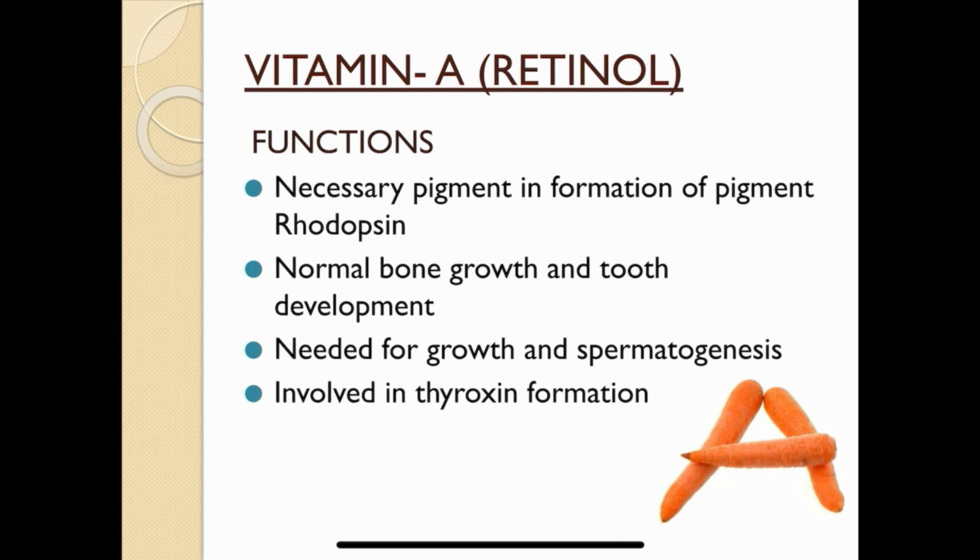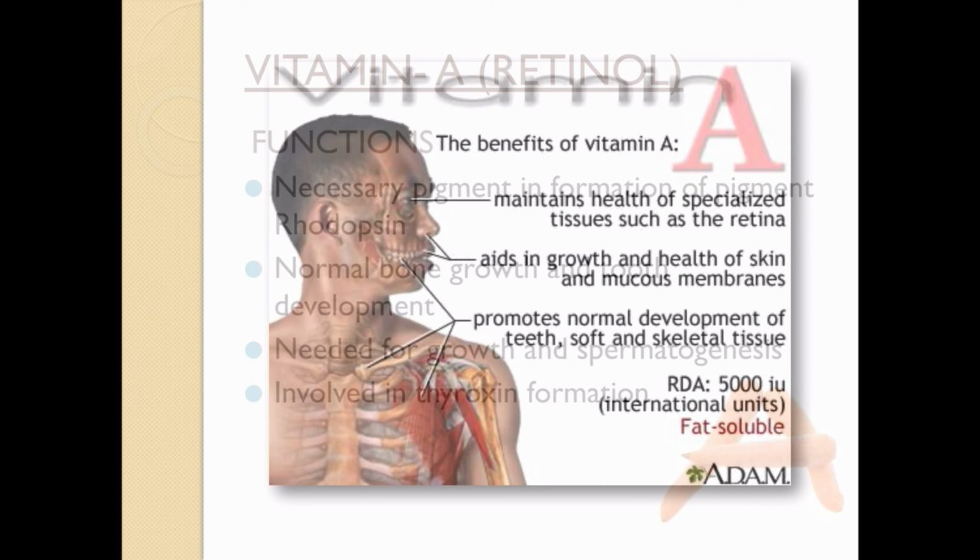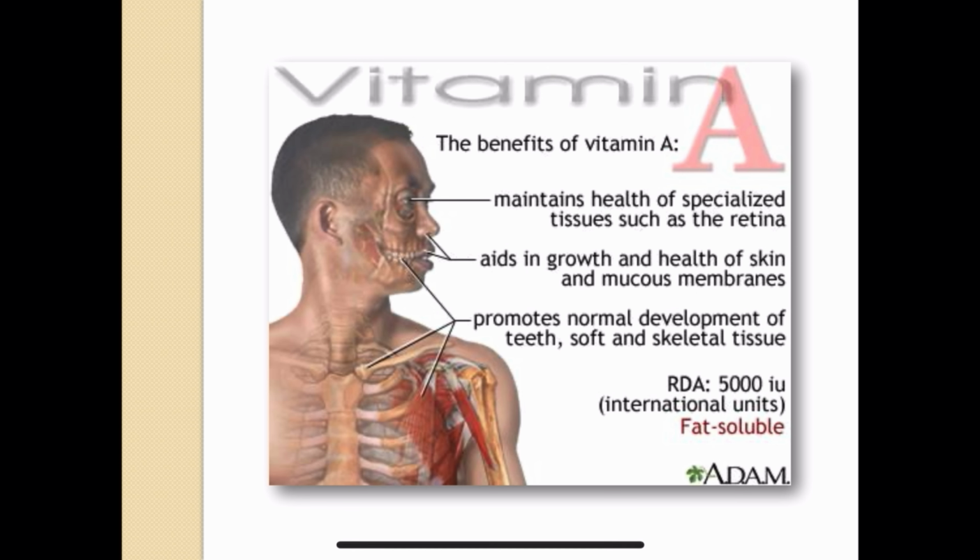First of all, we'll discuss vitamin A. Vitamin A is also known as retinol, and its main functions are that it is a necessary pigment for the production of rhodopsin, and it is required for normal bone growth and tooth development, needed for growth and spermatogenesis, and is involved in thyroxine formation as well. These are some of the benefits which we have already seen.